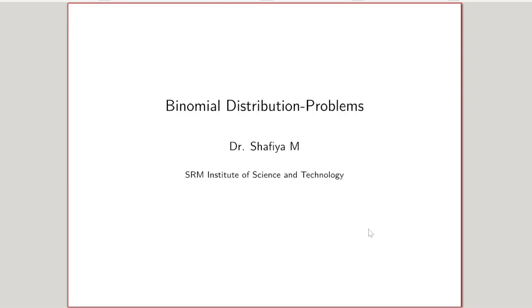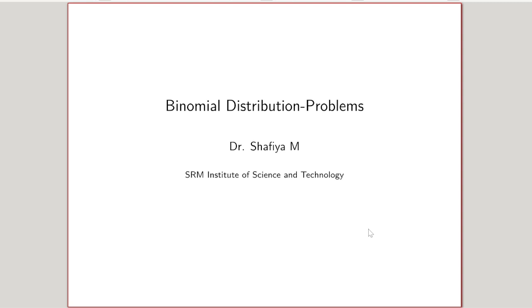Hello everyone. In this video, let us see some problems on binomial distribution. Earlier we have seen the definition of binomial distribution, which is nothing but writing the PMF, that is probability mass function, and then we have found the MGF, that is moment generating function, and hence we have found the mean and variance of that binomial distribution using that MGF.